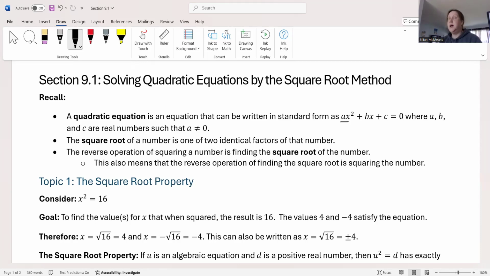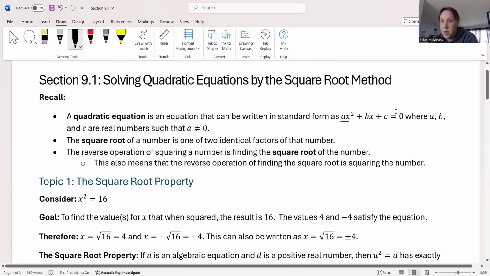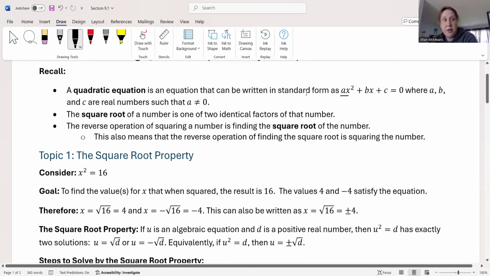We've talked about this a ton in the previous chapter, but remember, the informal definition of a square root is that it is one of two identical factors of a number. Okay, now the reverse operation of squaring a number is finding the square root of that number. Similarly, the reverse operation of finding a square root is squaring that number. We need to know these things because they're going to help us understand how this property works. Okay, so for our first topic, we're going to just talk about the actual square root property.